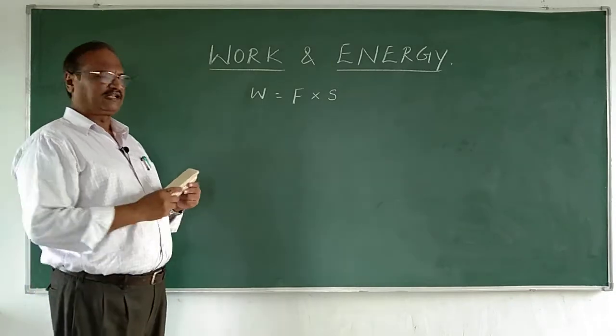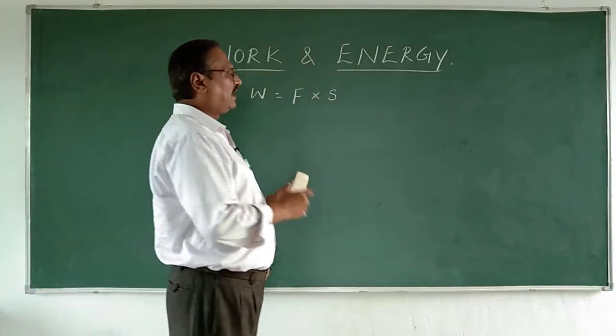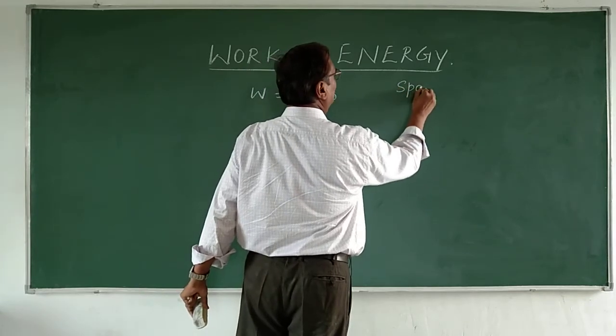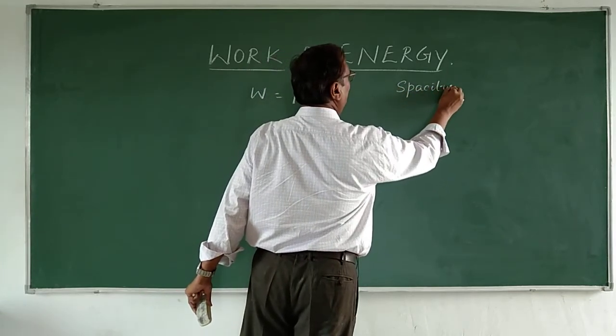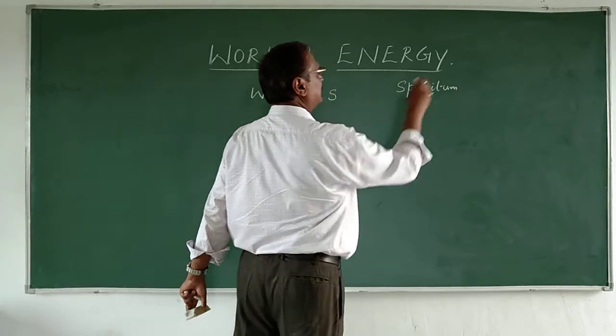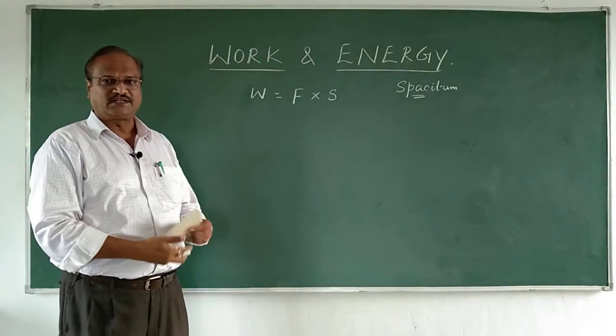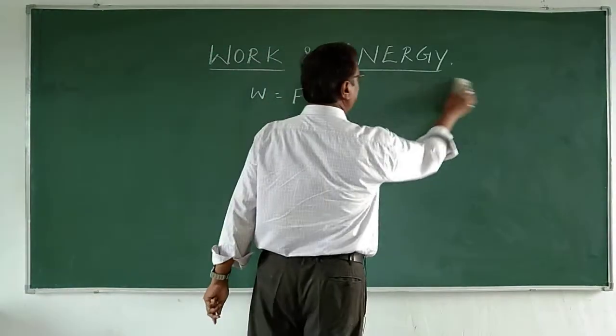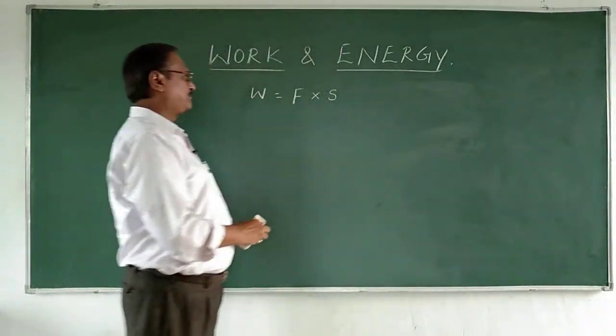We use the symbol S for displacement or distance because it is an old term called spatium. It has come from space. Okay, it has come from that spatium. That's why we use S very often rather than D as a displacement.